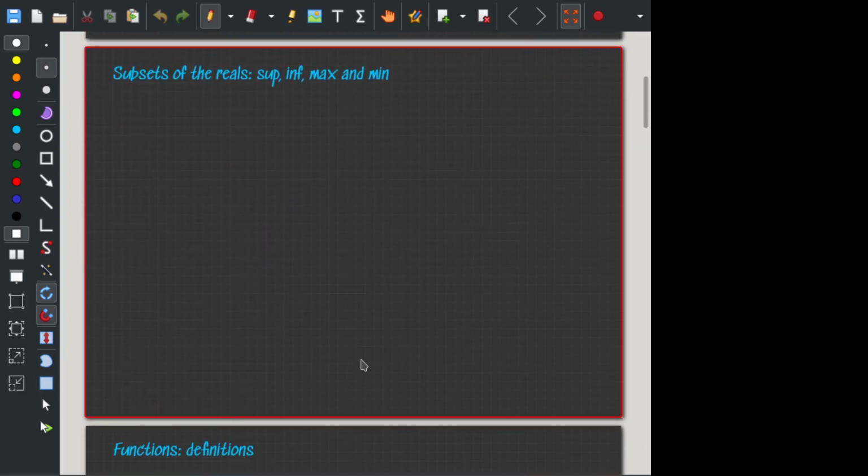So we'll start with subsets of real numbers, right? We're going to go into set theory. What is an open set? What is a closed set? You've all seen closed sets, open sets in terms of intervals over subsets of the reals.